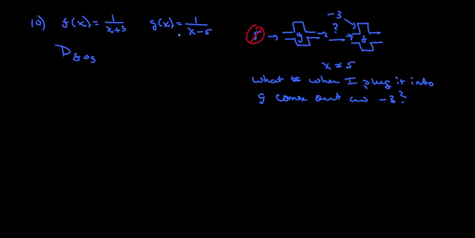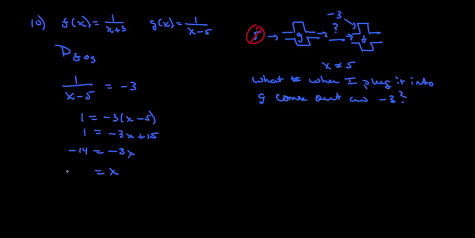That's the question. So what I'll do to solve that question is I'll take this and set it equal to negative 3 and solve, and that'll tell me the x value that I'd have to plug in to get negative 3 out. So if we do a little bit of algebra here, 1 is equal to negative 3 times x minus 5. So this is negative 3x plus 15 is equal to 1. If I move this over to this side, I'll subtract 15 from both sides, so it's negative 14. So x is equal to 14 thirds.